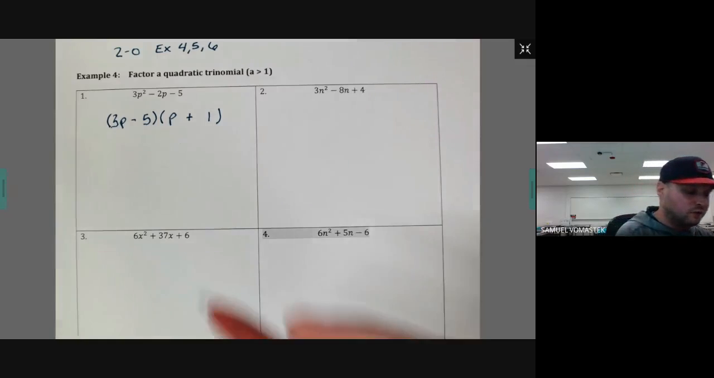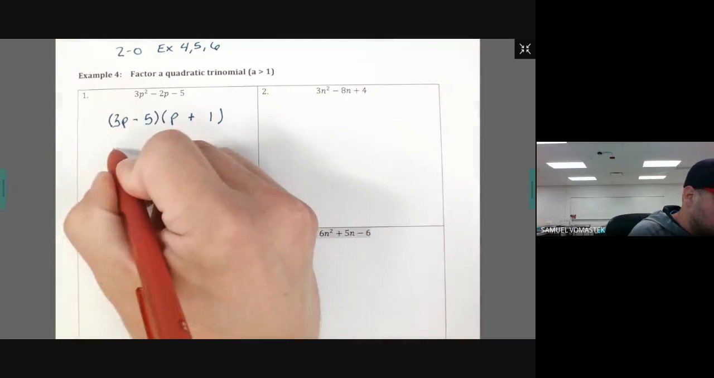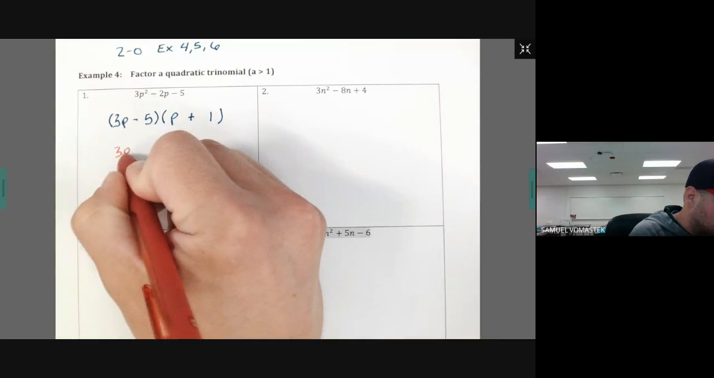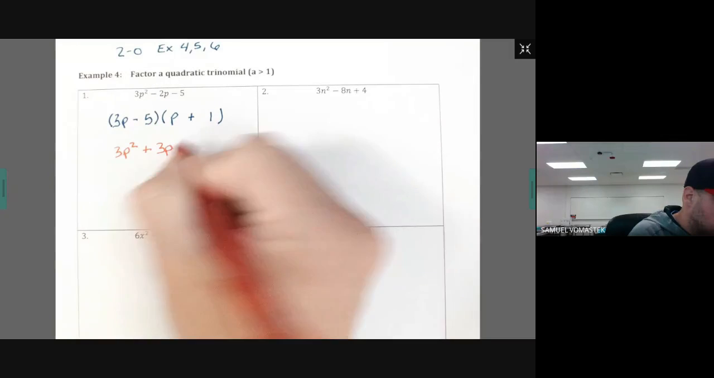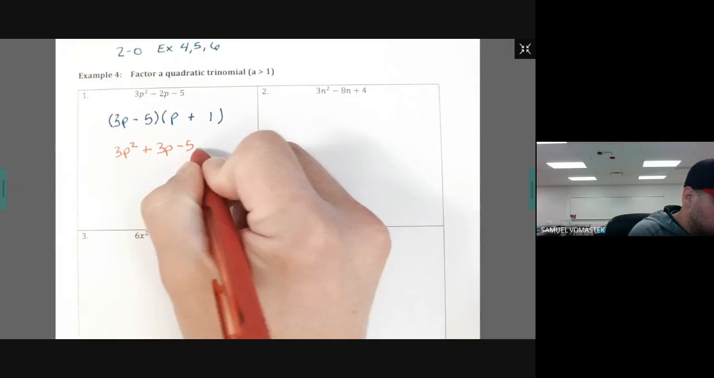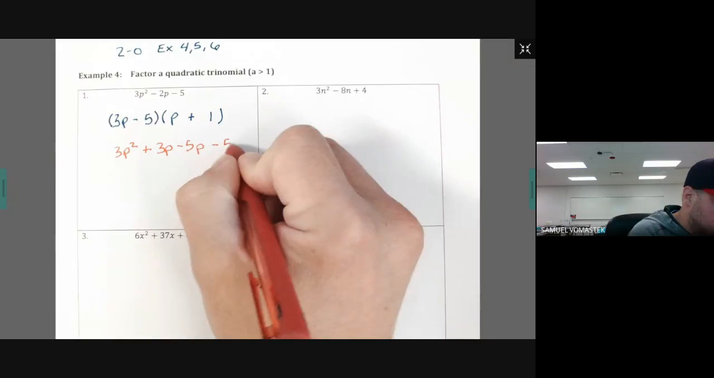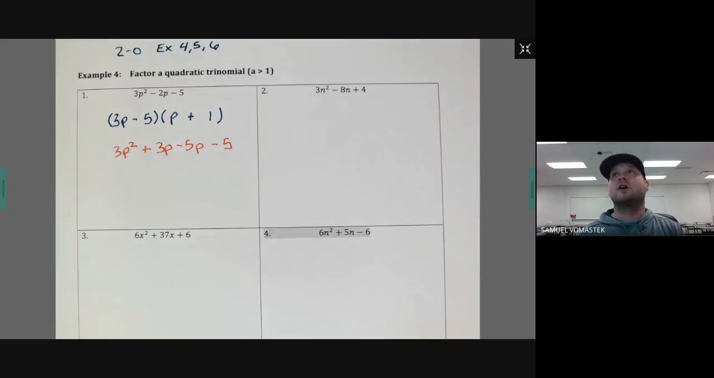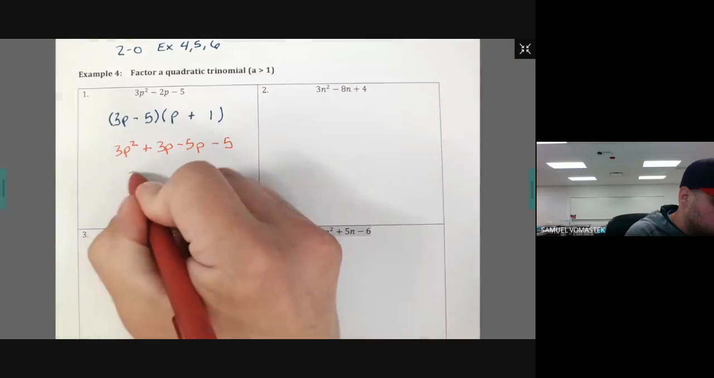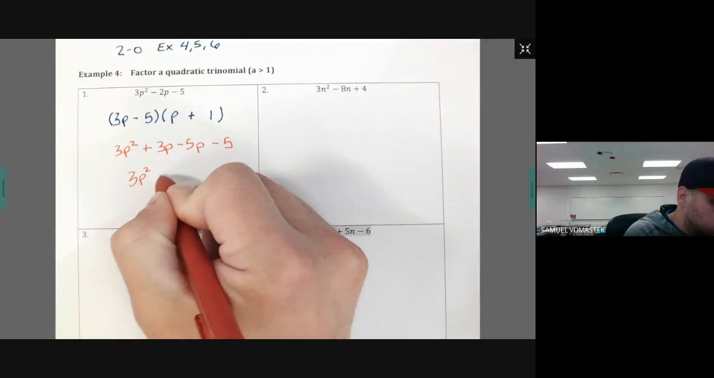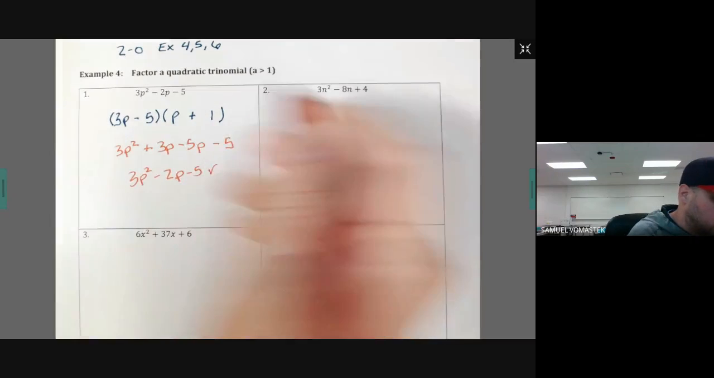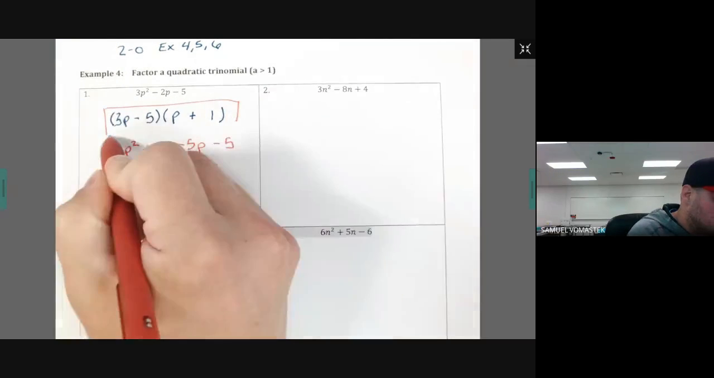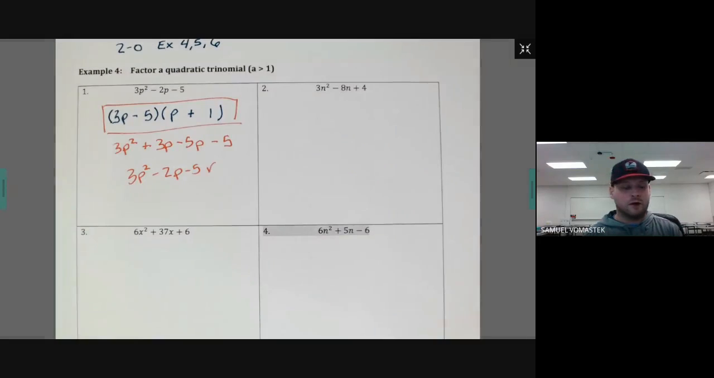And then what you're going to have to do is FOIL it out and check your work. So FOILing, first, 3p times p is going to give me 3p squared. Out, going to give me 3p. In, minus 5p. And then my last, minus 5. When you go ahead and combine your like terms here, it's going to work out to where we have the original trinomial. So 3p squared minus 2p minus 5. It worked out. So there's our factored form right there.